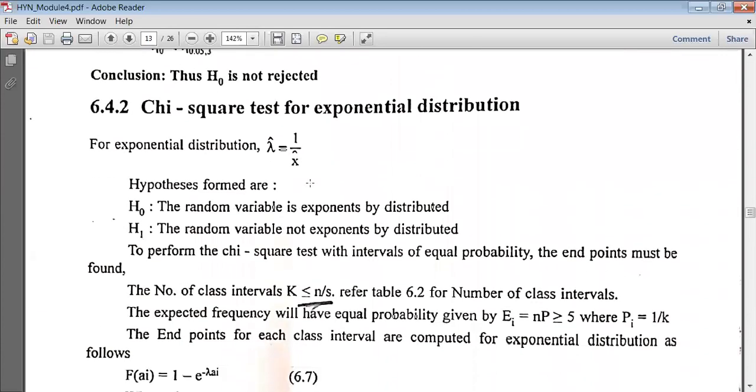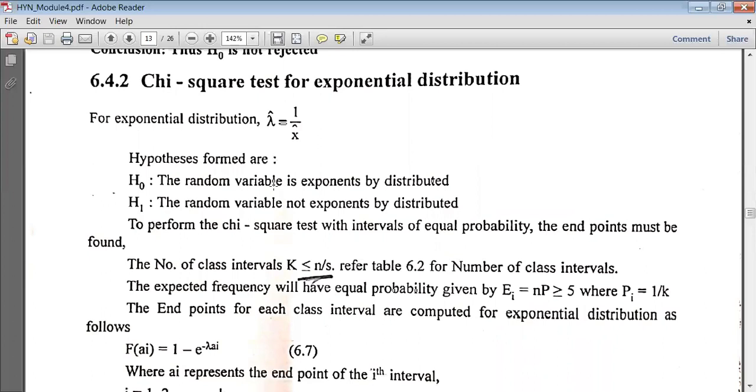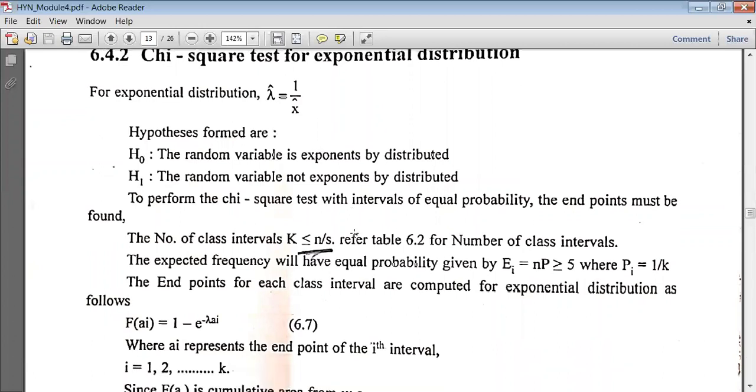The next type of test we have is the chi-square test for exponential distribution. We know that the formula is lambda cap is equal to 1 divided by x bar. Here also there are two hypotheses. H0 tells that the random variables are exponentially distributed. H1 tells that the random variables are not exponentially distributed.